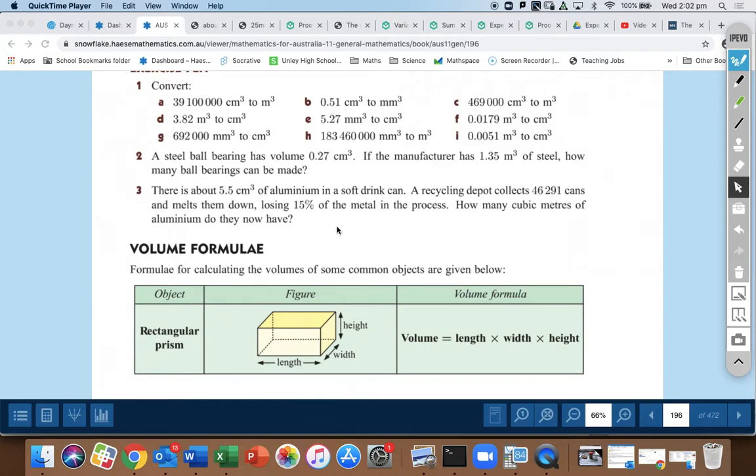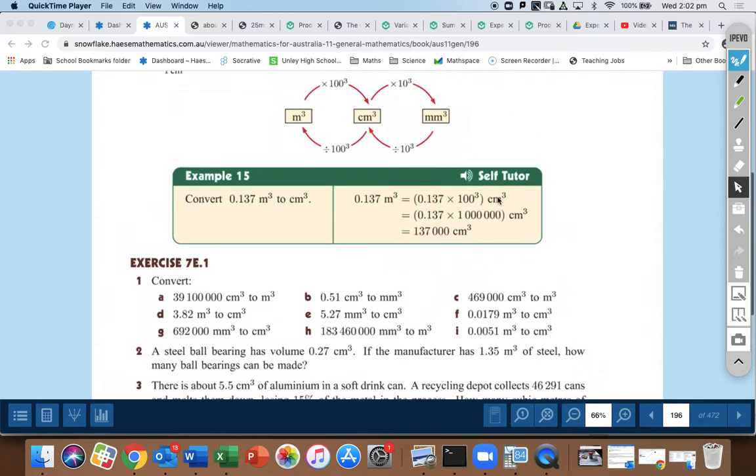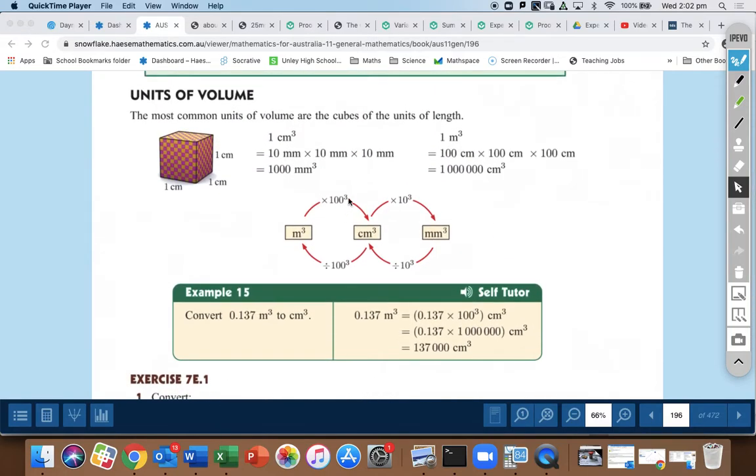Howdy everyone. I'm going to do question 3 here. It's really, at its core, about unit conversions. It's really important to remember that when you are converting areas or volumes, these conversion factors are different, right?